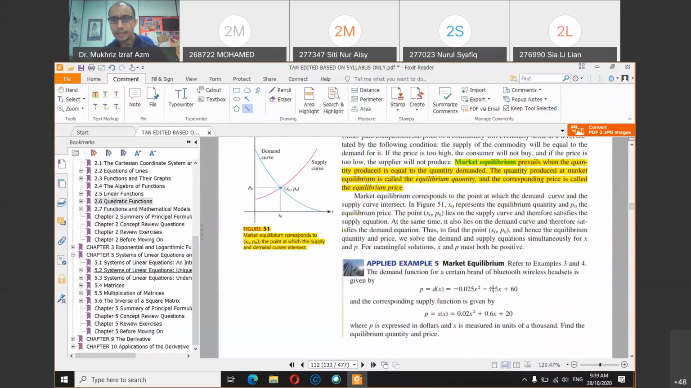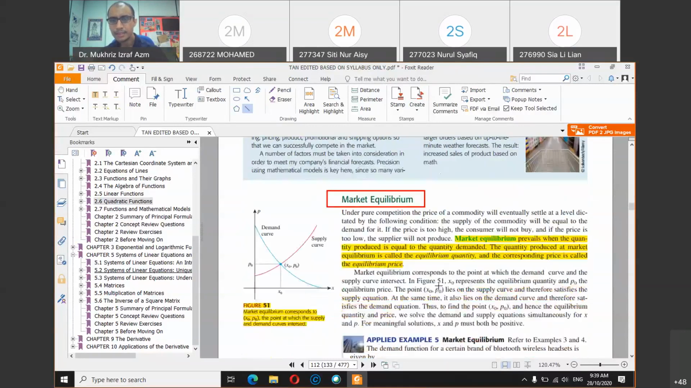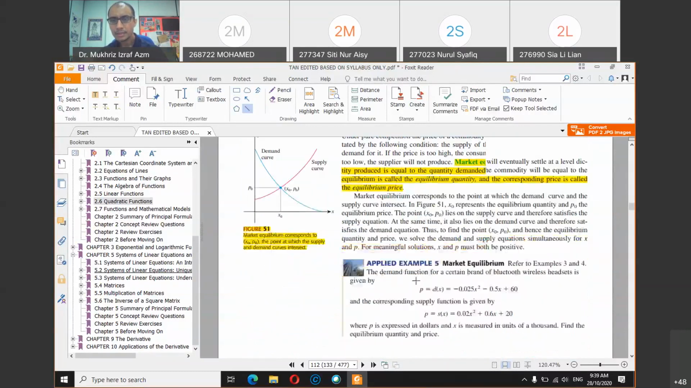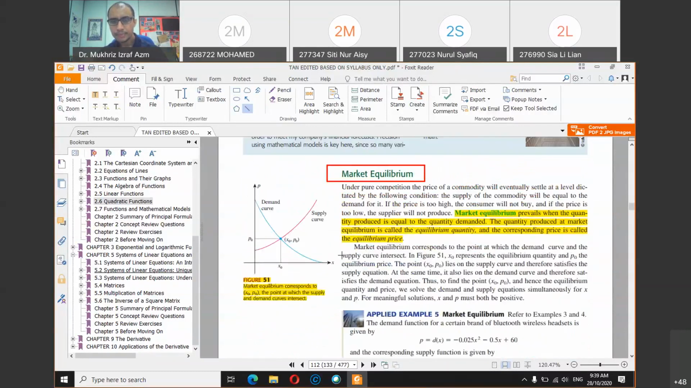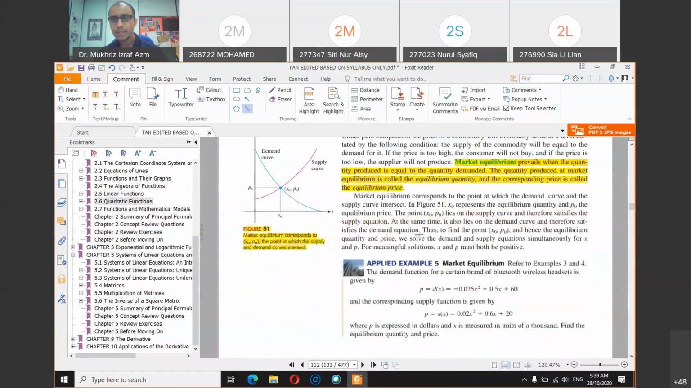The concept of equilibrium in economics is very much relevant, where the demand function equals the supply function. Of course, this being a quadratic topic, your curve is no longer a linear curve. That's why you can see that the curve is not a straight line, so we can apply the quadratic functions here.